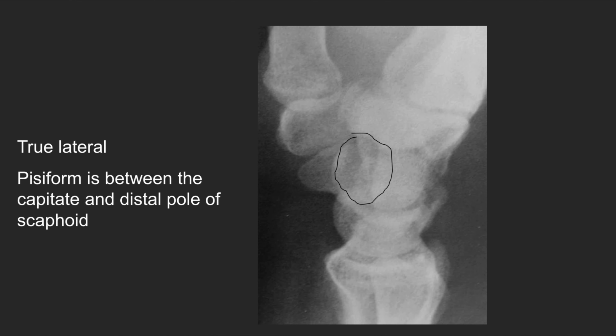Now on the lateral, this is the relation that we want to look for. We want to see the pisiform. Here you can see it outlined. The pisiform should lay between the tubercle of the scaphoid and the capitate. So that's a good lateral. We don't want to rely on the overlap of the radius and ulna to see if that's a true lateral, because that can change with forearm rotation. So for a true lateral, look for this SPC relationship, which is the scaphoid tubercle, then the pisiform, then the capitate.